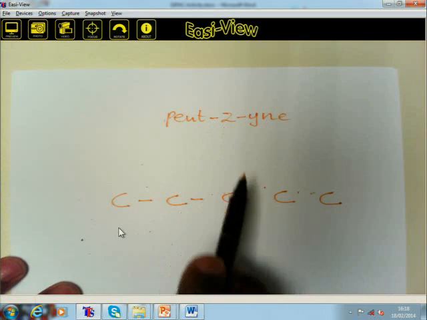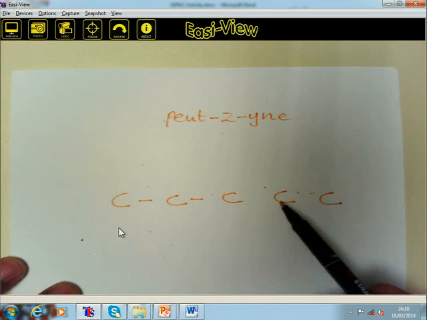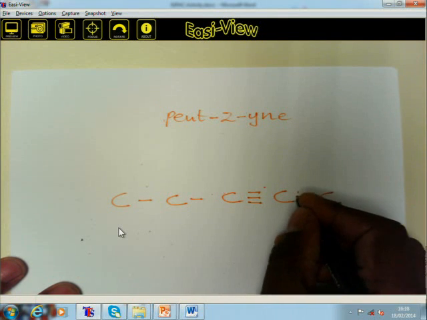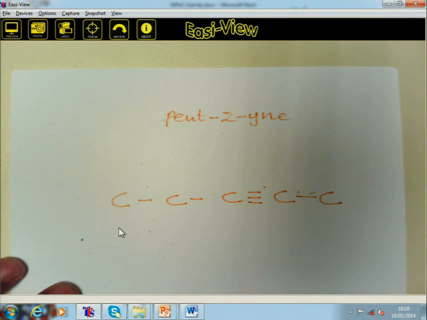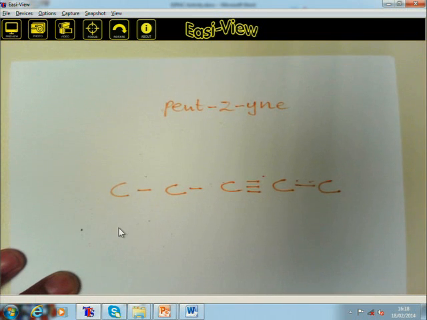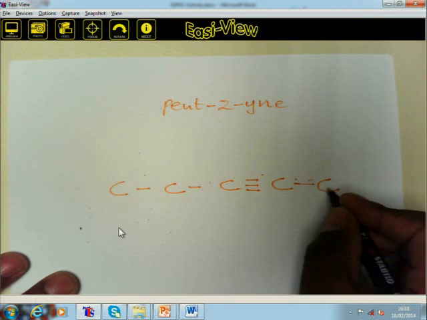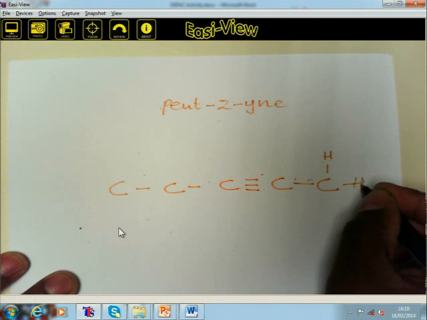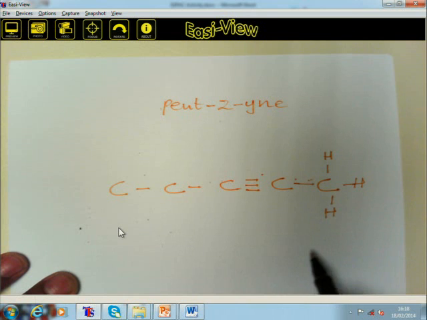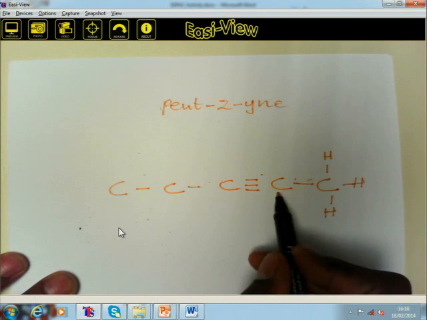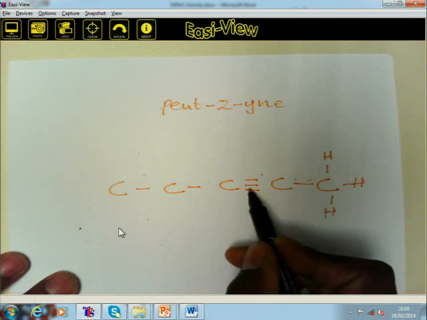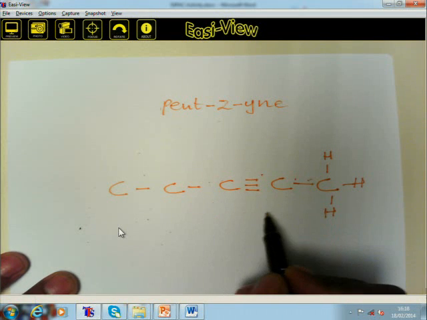Therefore, after carbon number 2, I can count from there and say 1, 2. After carbon number 2, I've got a triple bond, and then there will be a single bond there. So this will be the structure for pent-2-ine. But it's not a complete structure because it must also contain the hydrogens. Remember, I said to you, if you do not indicate the hydrogens, you will be penalized for that. So the second carbon, I've got 1, 2, 3, 4 bonds. So I don't need a hydrogen for this one because already it has 4 bonds.